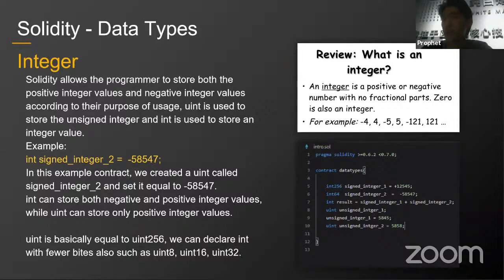So when you define a variable, you need to take care of two things. The first is whether it is signed or unsigned. And the second thing is its length. I take an example here. Maybe you guys can learn it by yourself.